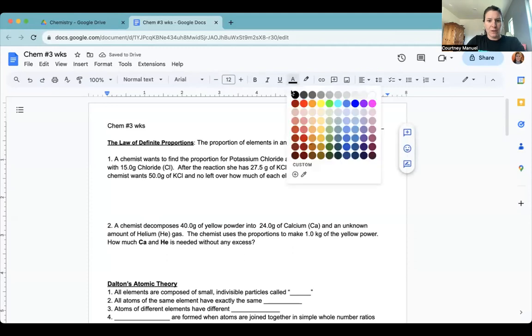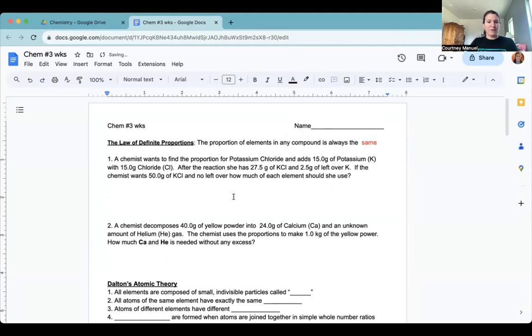Okay. Next one. A chemist wants to find the proportion for potassium chloride and adds 15 grams of potassium, which is the letter K, and with 15 grams of chloride, which is capital C, lowercase l. That's not an I. A lot of people get confused. After the reaction, she has 27.5 grams of potassium chloride and 10.5 grams of potassium left over. The chemist wants 50 grams of potassium chloride, no leftovers. How much should each element she use?